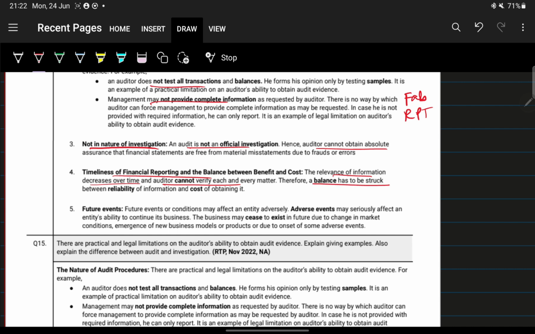Therefore, a balance has to be struck between reliability of information and cost of obtaining it. So this balance has to be struck, right? This has to come as it is.